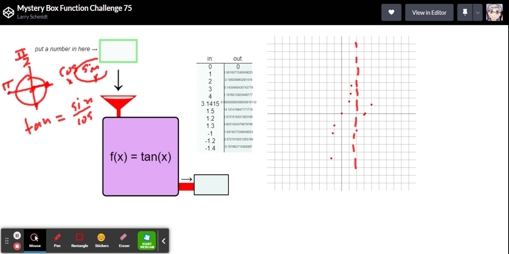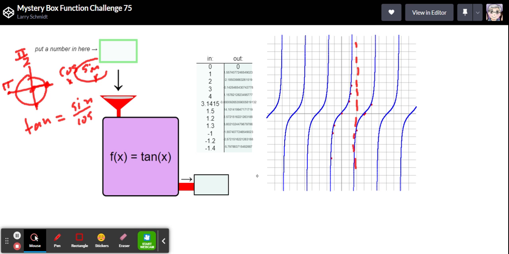And let's graph this one. I think it's an interesting graph to look at. Yeah. So the tangent goes through 0 and then shoots up really high and then down really low on the other end. And it just keeps repeating that same pattern over and over again.